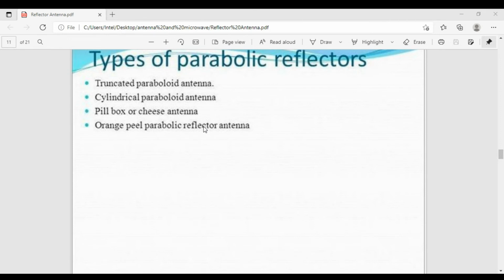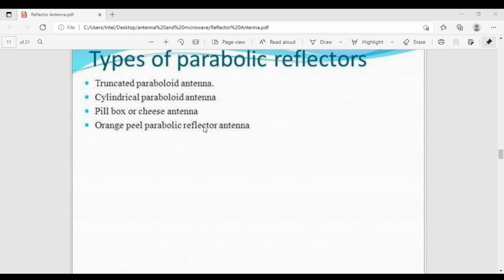The cylindrical paraboloid is like the shape of a cylinder. A parabolic cylinder is formed by moving the parabola sideways. A plane sheet curved to parabolic shape in one dimension only forms the parabolic cylinder. This has a focal line instead of a focal point and a vertex line instead of a vertex. That is the cylindrical paraboloid antenna.